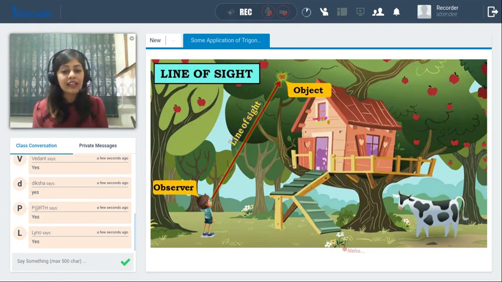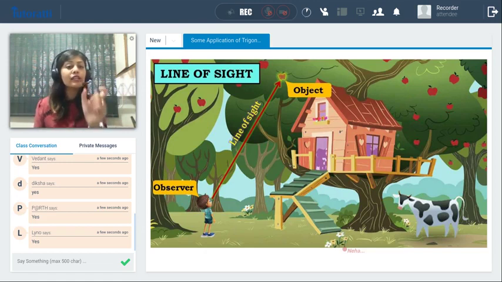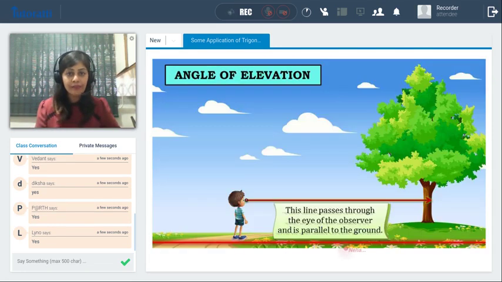So line of sight is nothing but the line between the observing point and the point where we are looking at the object. So it's the observer to the object. That is what you need to remember when you draw your diagrams. It's the point of observation to where you're observing.